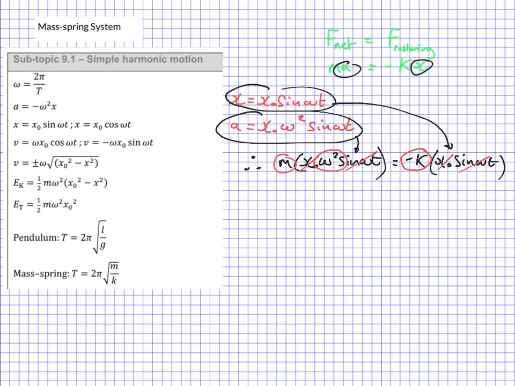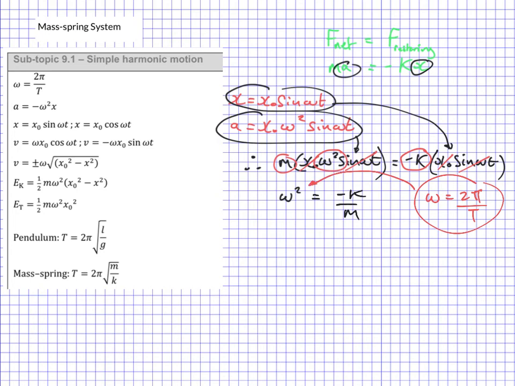So we can now say that omega squared is now equal to negative k over m. Okay, one more thing to add in. Let's put another equation over here that we already know. We know that omega is 2 pi over period. So of course what we're going to do is insert this into our equation as well.